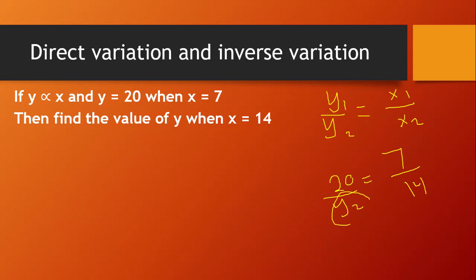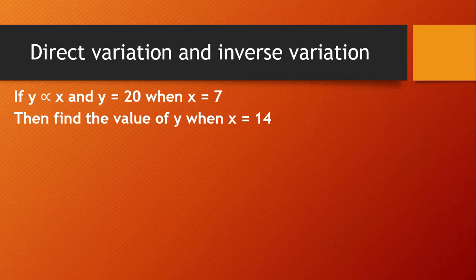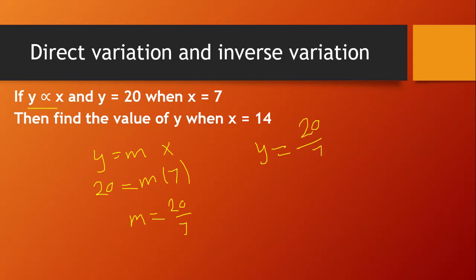So if you want to get y2, I'll multiply 14 times 20 over 7. This is the first way. The second way is to get the relation. We said that if y directly varies as x, it means that y equals constant times x. If y equals 20 and x equals 7, then 20 equals m times 7. So 7m equals 20. It means that m equals 20 over 7.